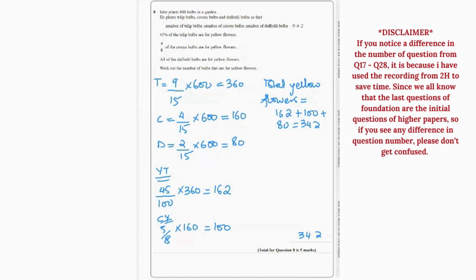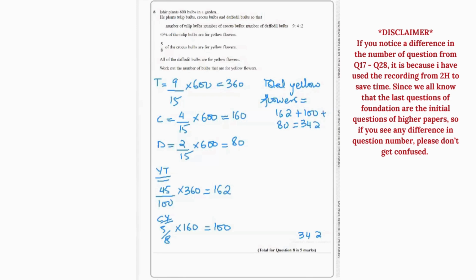So this was a very scoring 5-mark question if you do it step by step. First, you find the number of tulip, crocus, and daffodil flowers. Then for each of those categories, you find how many are for yellow for each of them. And once you have the value, it is once again very straightforward. You just add them up and that gives the total number of bulbs for yellow.